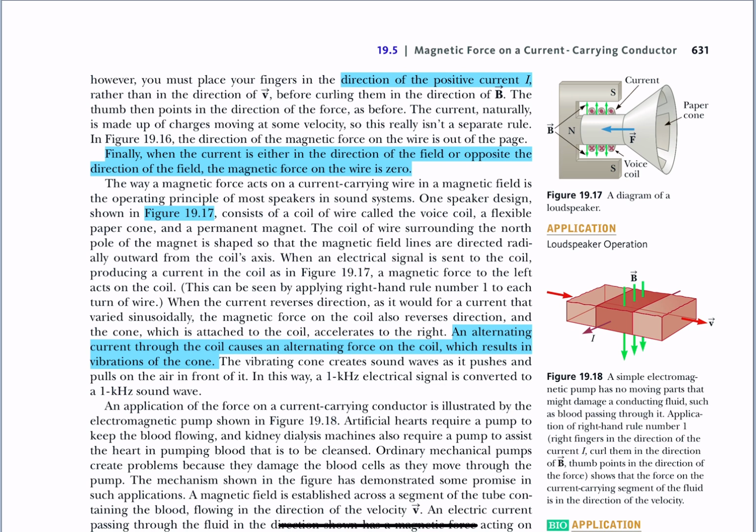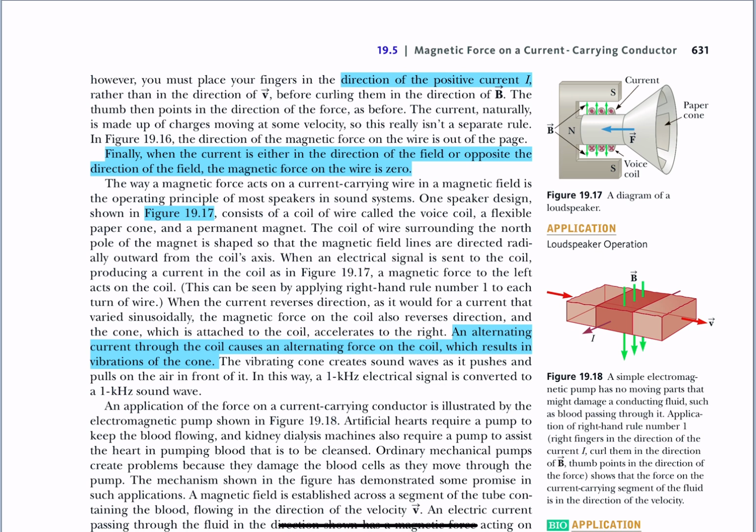So if we think about the force that's going to be exerted on the paper cone, use your right-hand rule and begin at the middle of the gray cylinder, and have your fingers going in the direction of the green arrows.